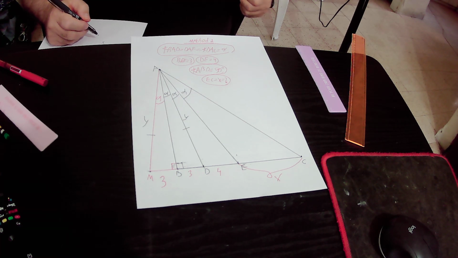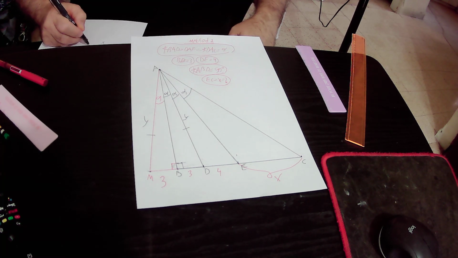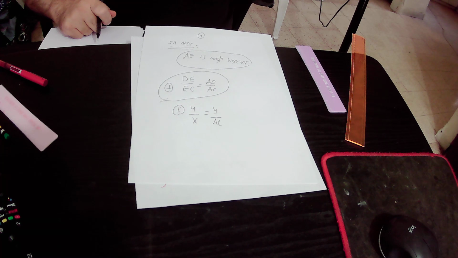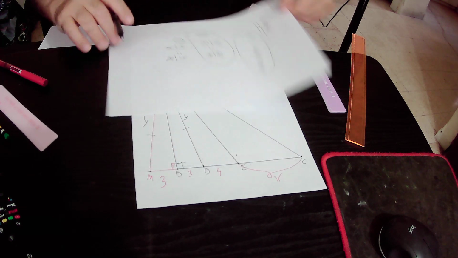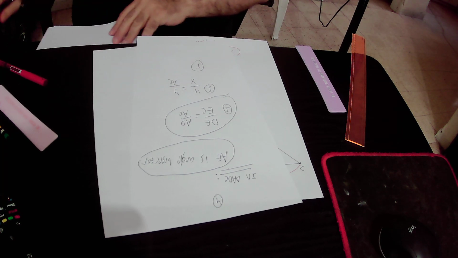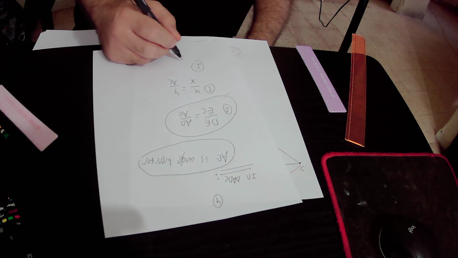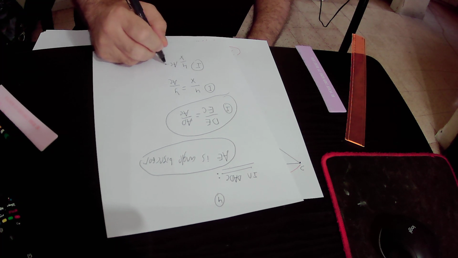And what is the size of AD? AD equals Y according to our definition, so it is Y over AC. So in total, we got this equation number 1, that X over 4 equals Y over AC. Here we will multiply equation number 1 by AC, and we will get that 4 over X times AC equals Y.